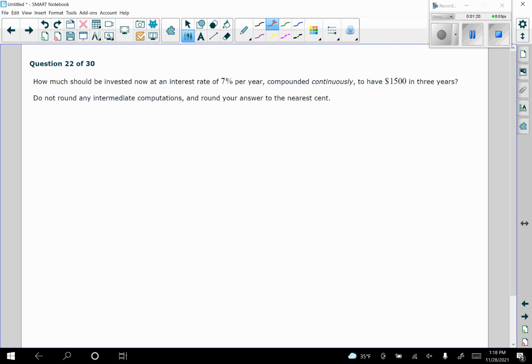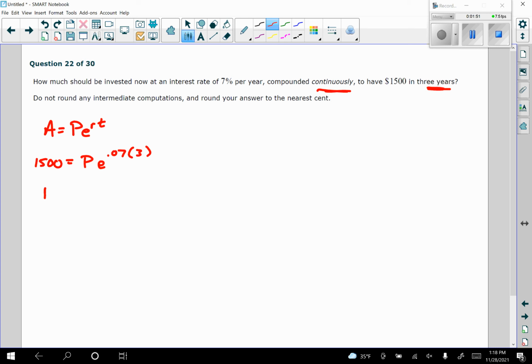Okay, question 22 is another compounding interest problem. If we notice here, it's compounded continuously, so immediately we should be thinking of the PERT formula, A equals P times e to the RT. So we're looking here at how much should be invested. So in this case, we're looking for the initial amount. We want to have $1,500 in 3 years, so the $1,500 is going to go in for A, P is going to stay a variable, and then it's e to the 0.07, and T would be 3.